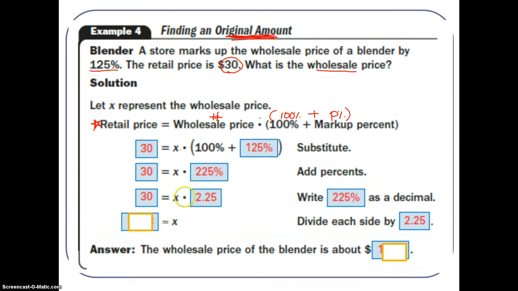This is multiplication, so the undo or the inverse operation of multiplication is dividing. So we divide both sides by the coefficient 2.25. This becomes 1, which is left with x. 30 divided by 2.25 is 13.33. So the wholesale price of the blender is about $13.33. Again, we're talking about money in a lot of these cases, so we do want to round that to 2 decimal places.